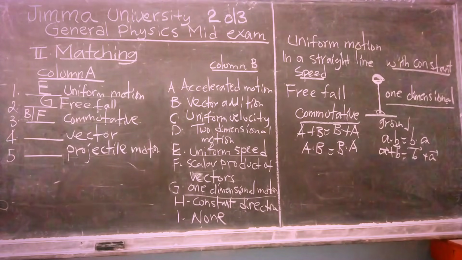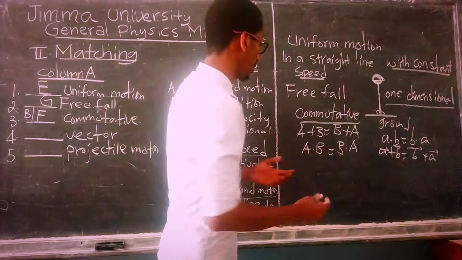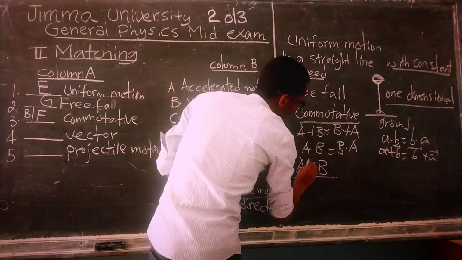So both can be answers. So the first one says vector. So the result will be vector when we have a vector product, or cross product, A cross B.